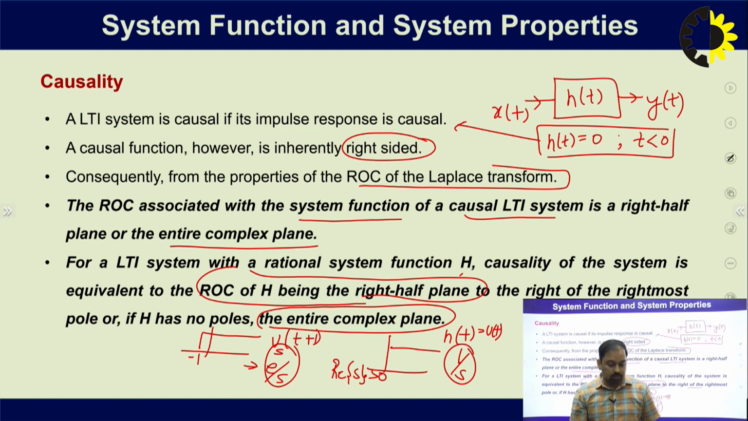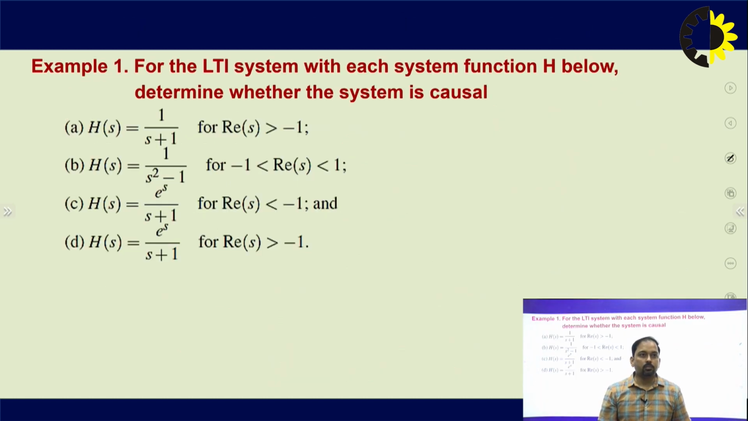After this, we have a numerical problem. For LTI systems with each system function H below, determine whether the system is causal or not. First of all, we have H of s equal to 1 by s plus 1.